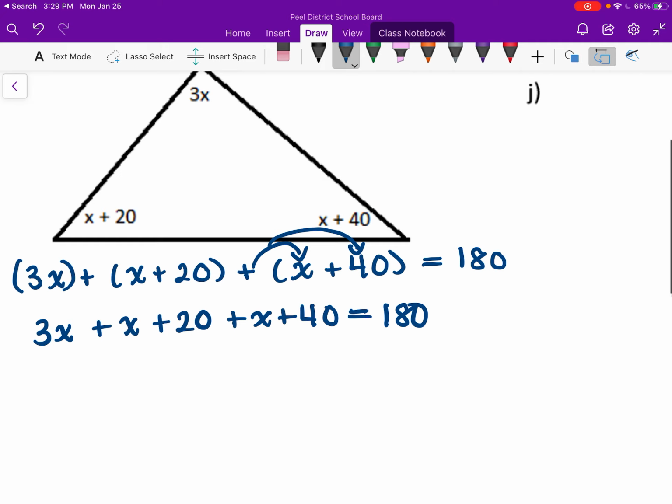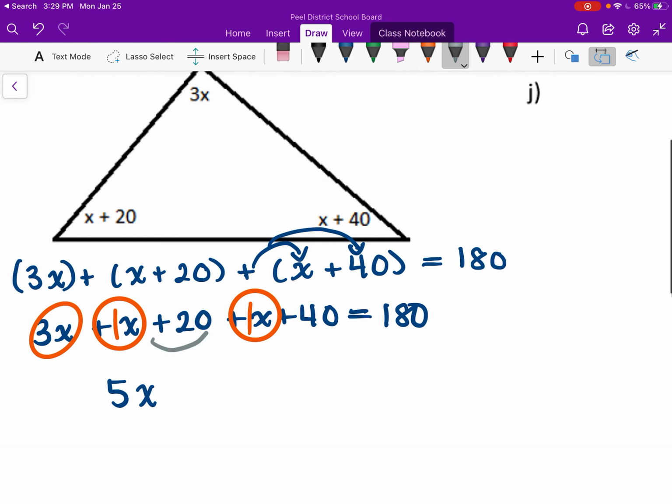Now we're just going to go in and collect our like terms. So I have this 3x plus x plus x. So 3 plus 1 because there's an invisible 1 in front of both of these x's. So 3 plus 1 is going to give me 5. So I have 5x, right? Then I'm going to go in, I'm going to collect my 20 and my 40. 20 plus 40 is going to give me plus 60 equals 180.